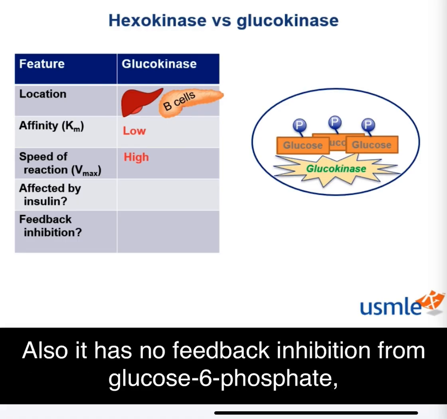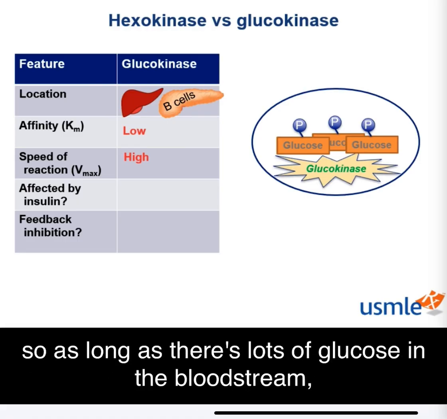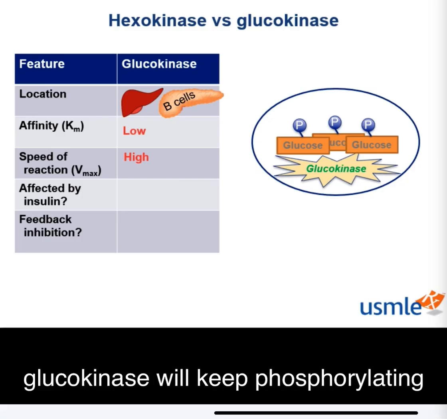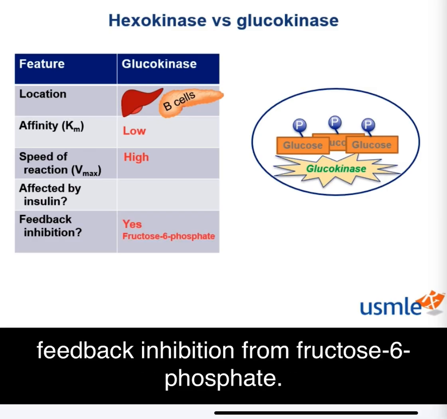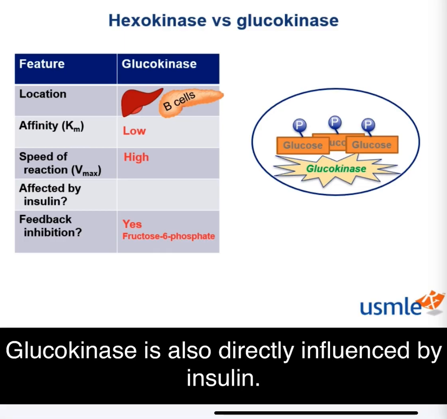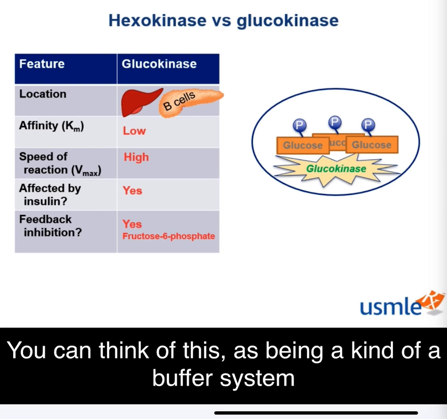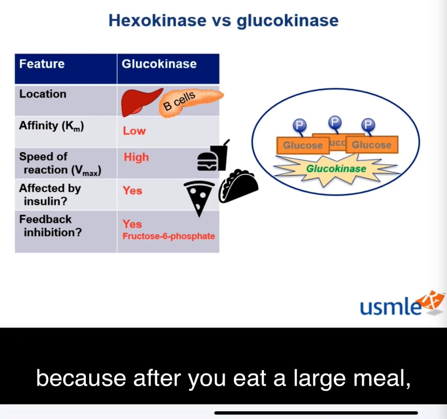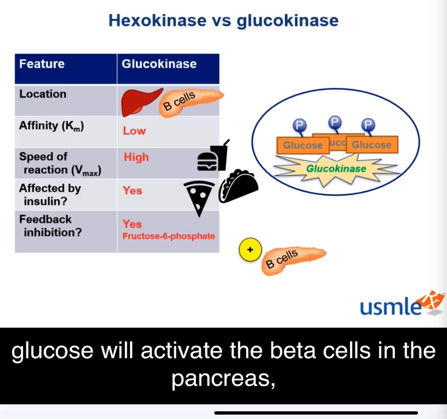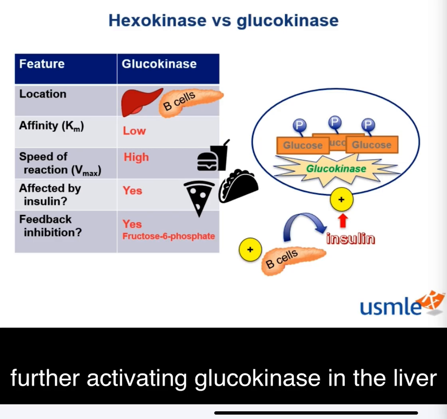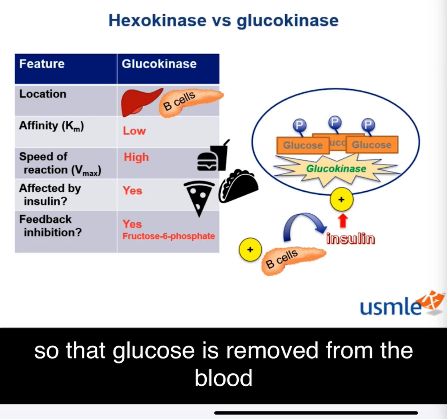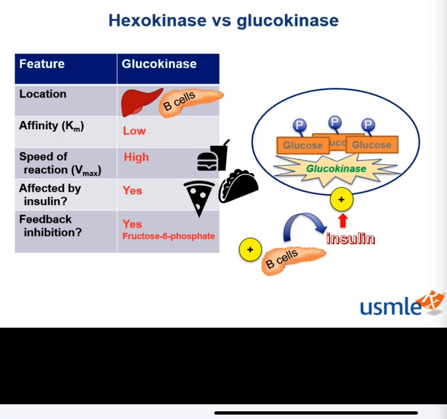Also, it has no feedback inhibition from glucose 6-phosphate, so as long as there's lots of glucose in the bloodstream, glucokinase will keep phosphorylating glucose inside of cells. It does, however, receive feedback inhibition from fructose 6-phosphate. Glucokinase is also directly influenced by insulin. You can think of this as being kind of a buffer system because after you eat a large meal, glucose will activate the beta cells in the pancreas, which will then release insulin, further activating glucokinase in the liver so that the glucose is removed from the blood and stored as glycogen.